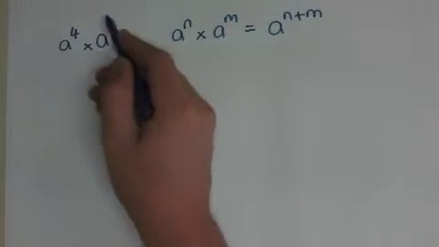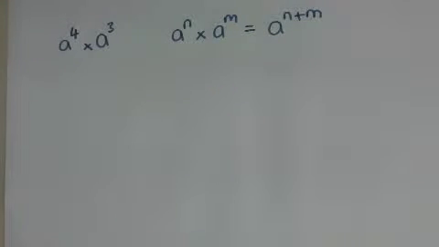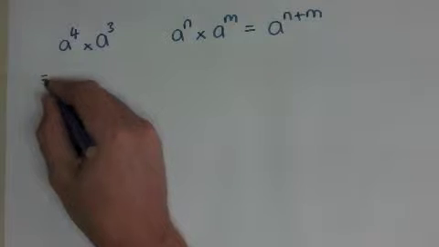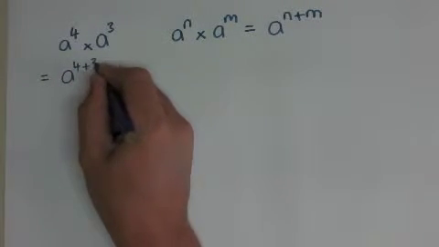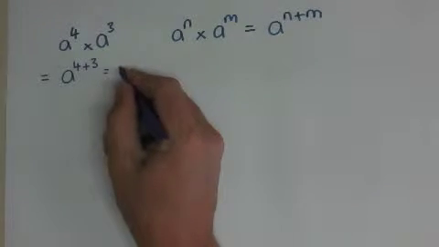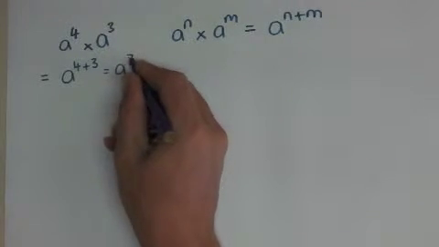Using that with our expression that we have here, we would get a to the 4 plus 3, which is equal to a to the 7.